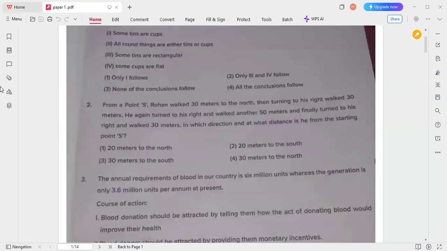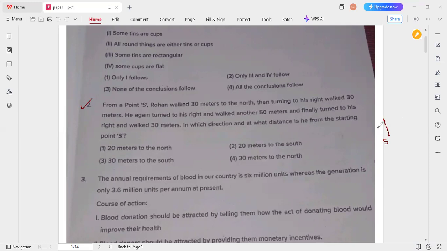Okay, so these are direction questions. From a point S, Rohan walked 30 meters to the north. Okay, so now we'll start. From the point S, let me take this as the S point. From the S point, Rohan walked 30 meters to the north. So he walked 30 meters.